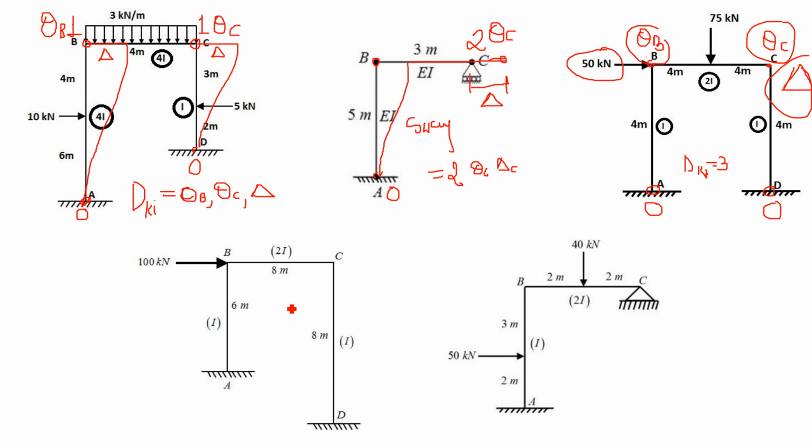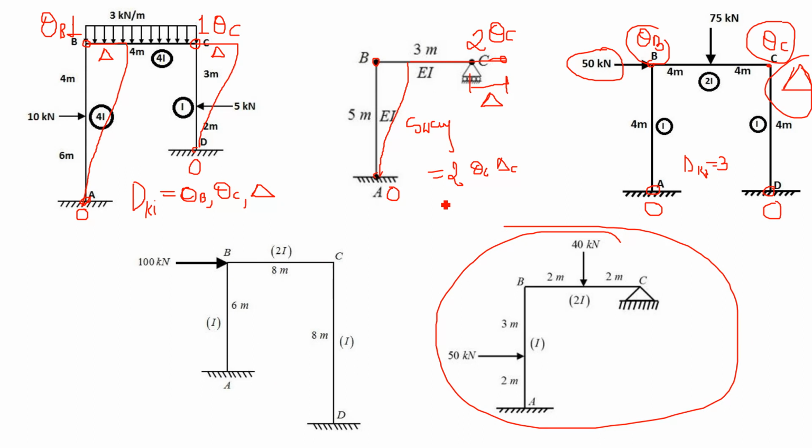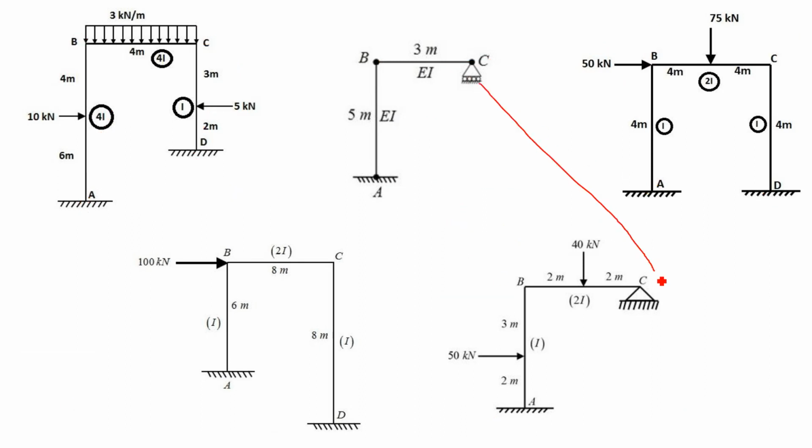Same is here in this frame, and if you look at this frame now, it is almost similar to this frame, but there is only one change. This roller support is replaced by a hinge support. But because of this hinge support, since horizontal displacement is not allowed in case of a hinge support, this frame becomes a non-sway frame. It will not sway.